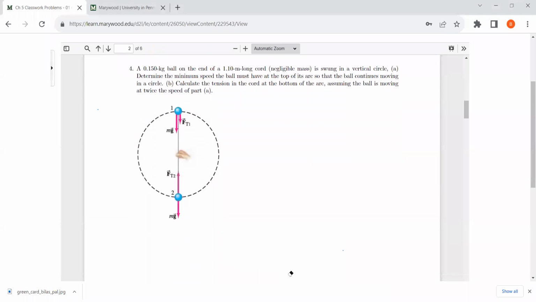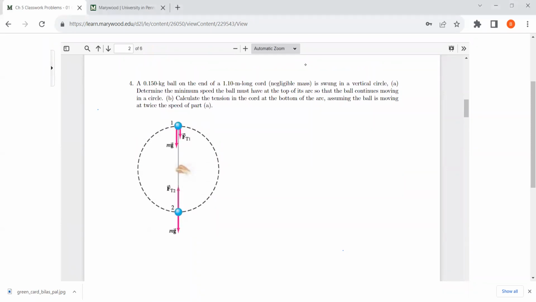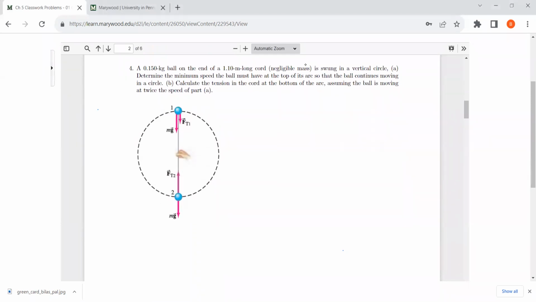All right, so we are given the mass. Okay. So this is the mass of the ball. We are given the radius. Okay. So from here to here, okay, the radius of the circle is 1.110 meter.